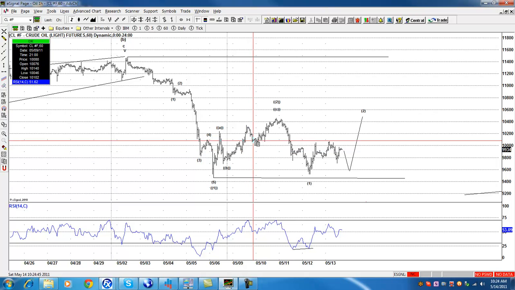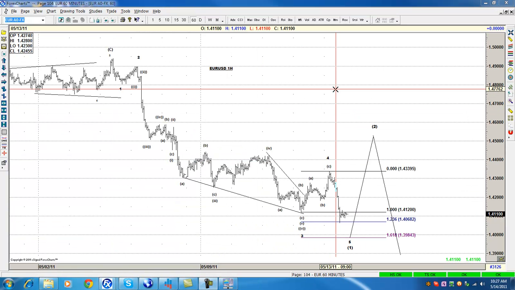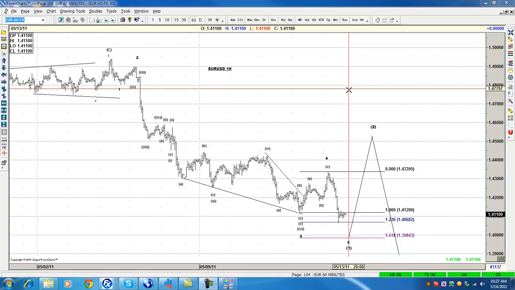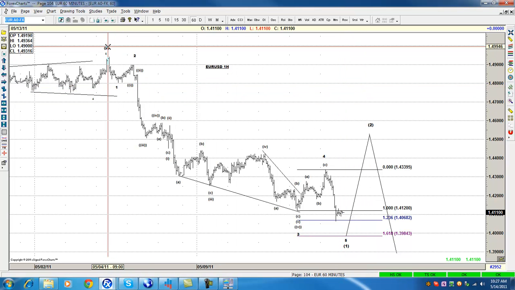Alright, so let's move on to the individual pairs now. Okay guys, the individual pairs are not saying that much. It's technically the same thing as the dollar. This is the most conservative count that we came out with for the euro dollar. There are 2 counts on the euro dollar that we can look at. This is the first one.